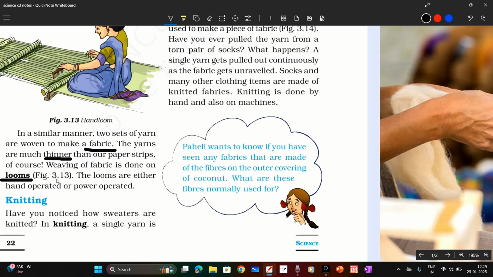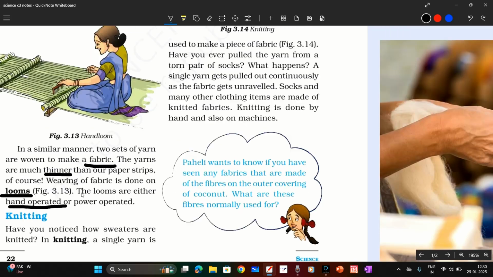Okay, these cloths and fabrics are made by these looms. As shown in figure 3.13, this is a handmade loom. The looms are either hand operated or power operated. In earlier days they used to do it by hand. The looms were handmade. Now there are machines, so this is power operated. We need power for doing all this.